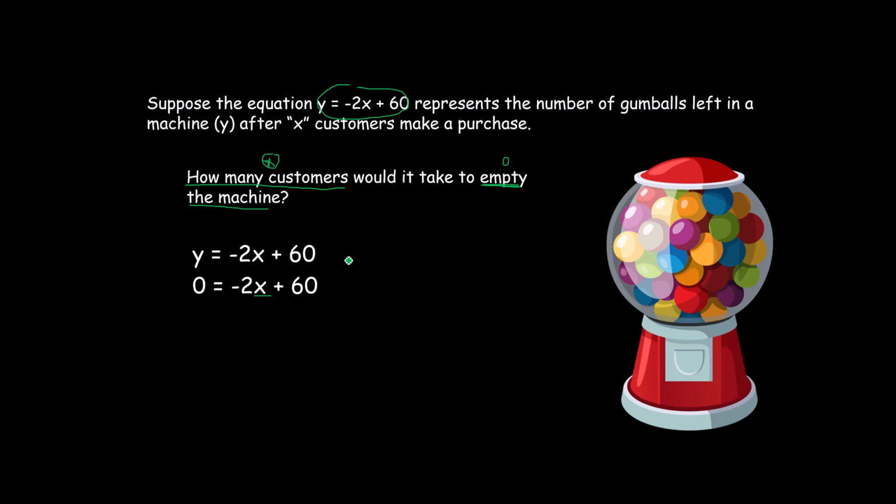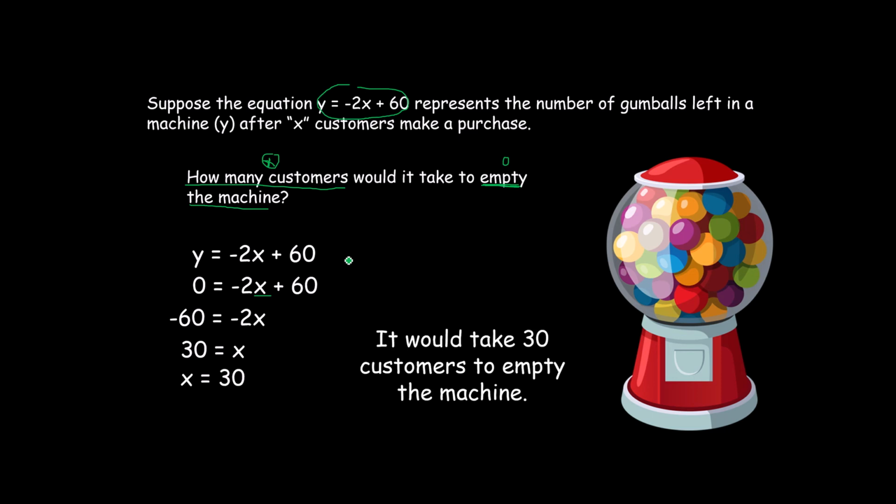I'm going to do it quickly. Subtract 60 from both sides using the property of equality. Divide both sides by negative 2 using the property of equality. And you get x is 30. If you have 30 customers, you will get an empty machine. Notice, by the way, negative 2 times 30 plus 60 would give me 0 gumballs.